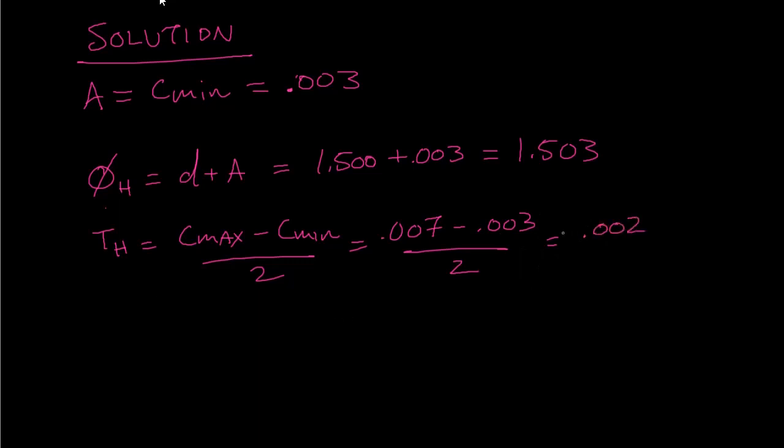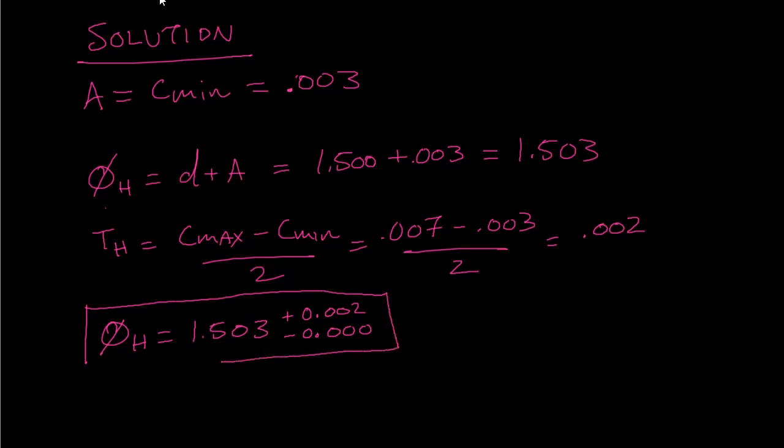Okay, so now I can finally write the hole diameter with the tolerance. So that's 1.503 plus 0.002 minus 0.000. Okay, so I may as well put a nice box around that. That is probably worth some marks there.